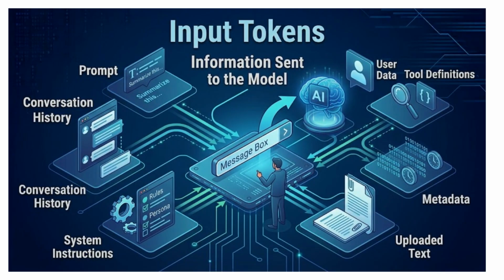Input tokens are the information we send to the AI model. This can include our prompt, previous conversation history, system instructions, uploaded text, and tool definitions. Before the model processes this information, it is converted into tokens. So the more information we send to the model, the more input tokens the API may need to process. And those input tokens contribute to the overall API usage and cost.